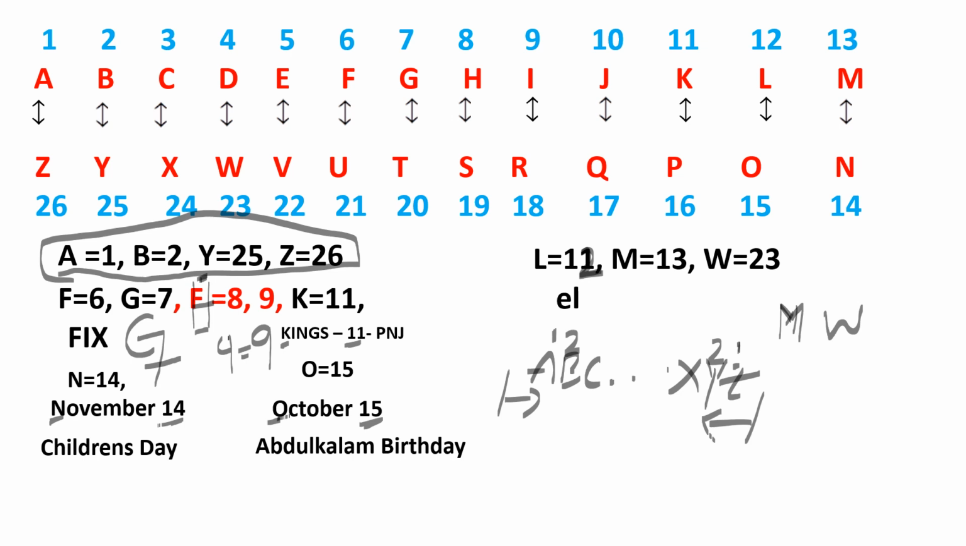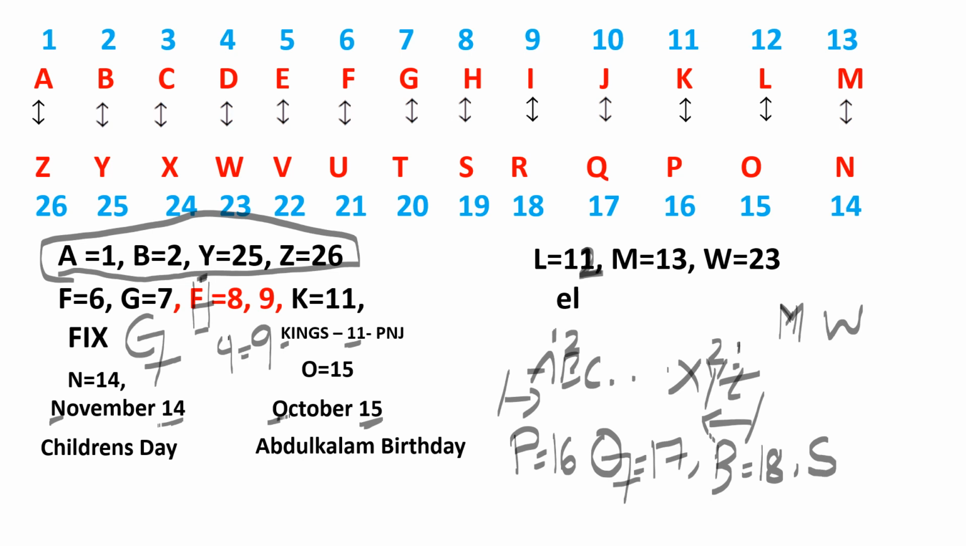After O, next look at P. We will write P like this. If we reverse it, it looks like 6. P for 16. Next Q, I will write like this. It resembles 7. That is Q for 17. R we will write like this. It resembles the number 8. R for 18.